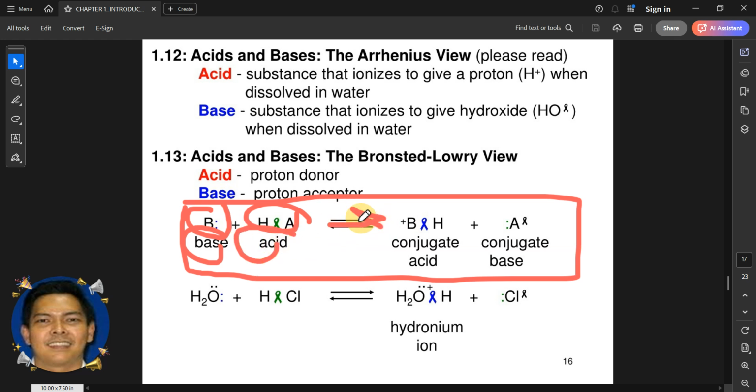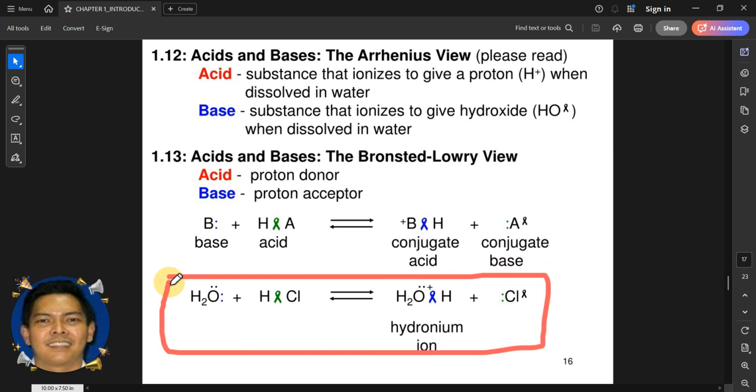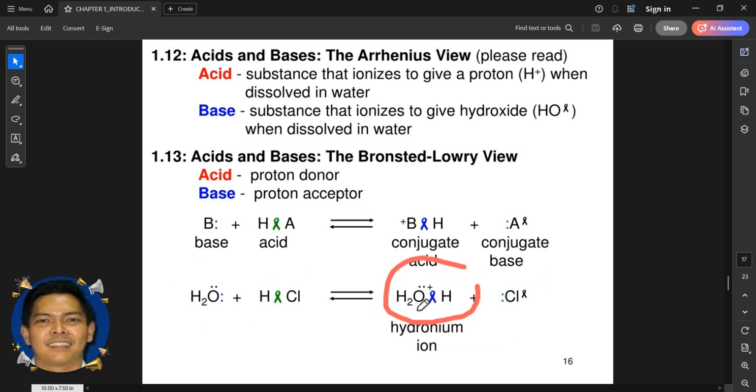We have an equilibrium arrow here. BH+ is the conjugate acid and A carrying a negative charge is the conjugate base. Another example is H2O reacting with HCl. It will produce, with an equilibrium arrow, the hydronium ion, which consists of water combined with H+, whereas the chlorine here will carry the negative charge.